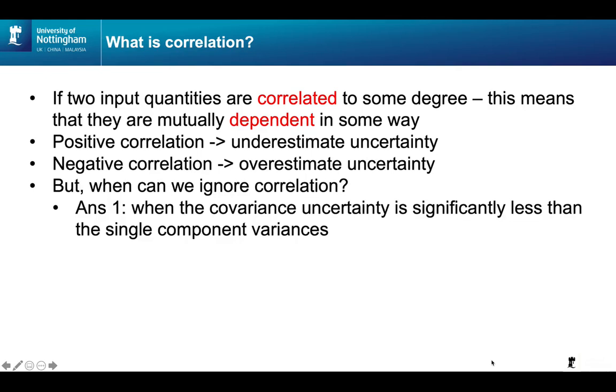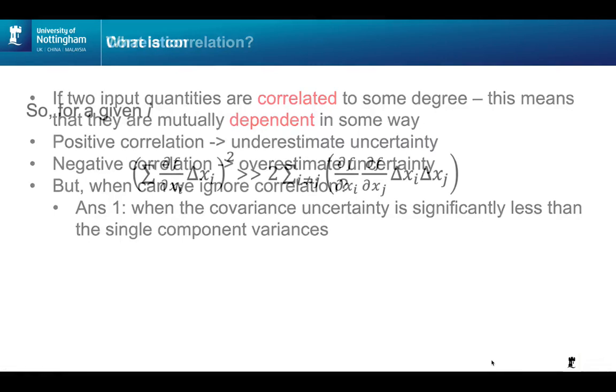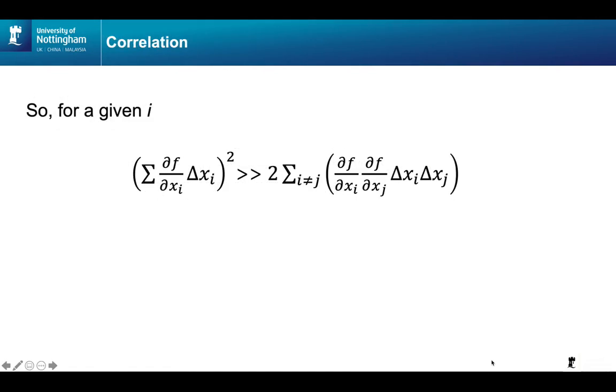The answer is, well, this is one answer: when the covariance uncertainty, so that second cross term, is significantly less than the single component terms, the first order terms. So let's work that out for our example. That's what we mean when the partial derivatives times the uncertainties squared is a lot bigger than that cross term.